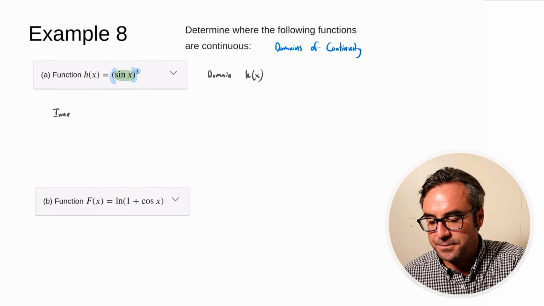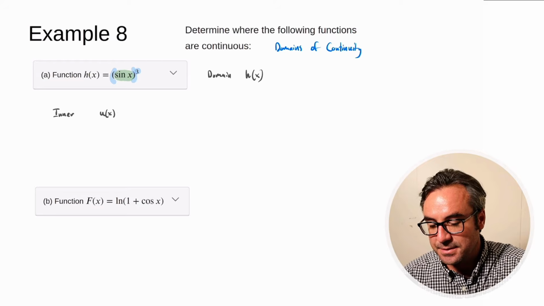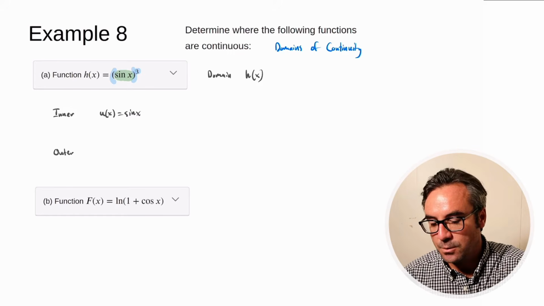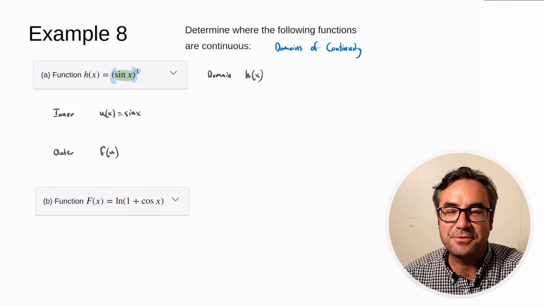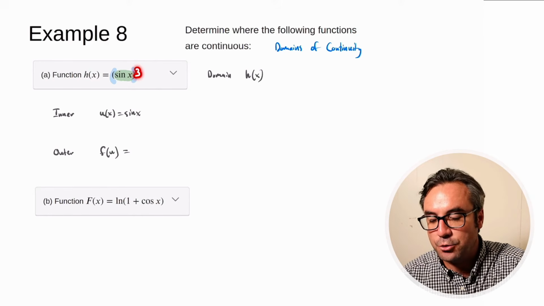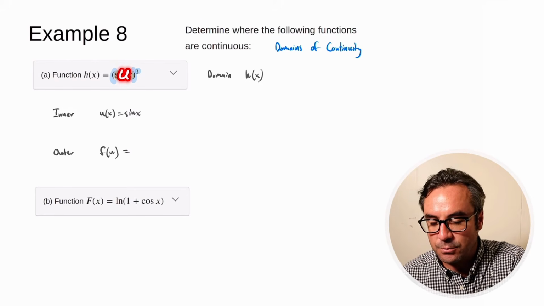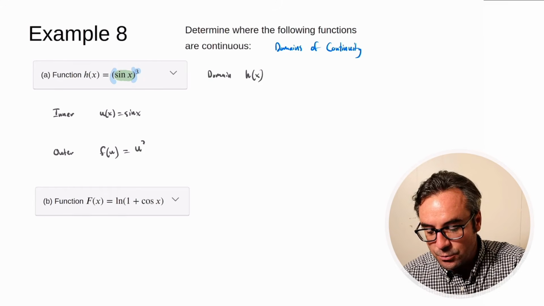So our inner function, we'll call that u of x, is the sine function. And our outer function, we'll call our f of u function. And that's going to be just the cube part. So we'll swallow up that whole inner function and just call it u. So this will be u cubed.